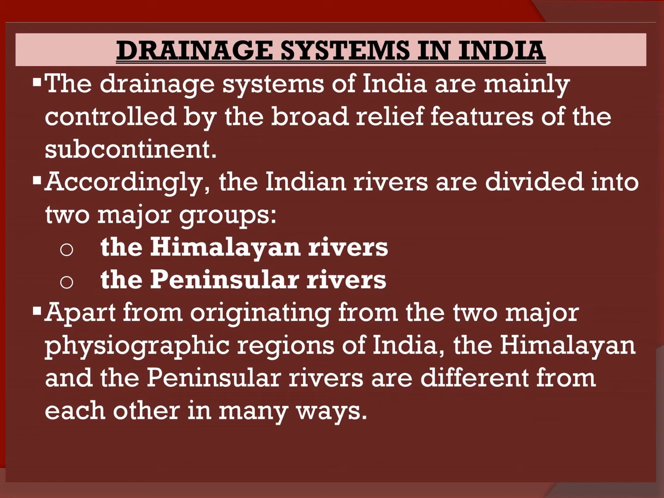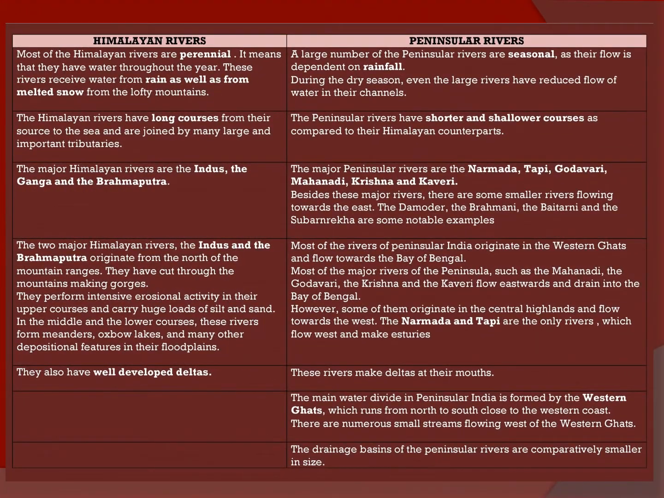So one obvious difference between them is that the Himalayan rivers originate in the Himalayas, while the peninsular rivers originate in the peninsula. But other than that, they have many other differences. Let's look at some of them. Now here, we have a table of differences between the Himalayan rivers and the peninsular rivers. Let's look at some of these differences.